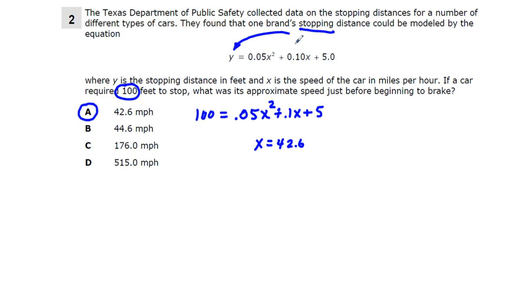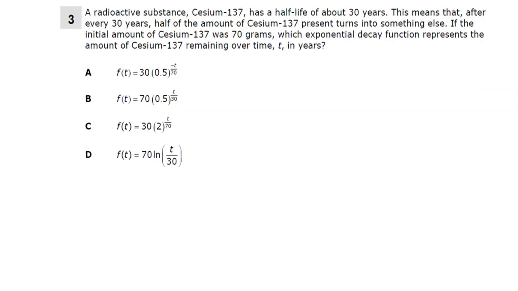One thing you've got to be careful about is don't put your 100 in for x. That would give you probably answer choice C or D. I don't know which. So just read carefully, put the right things in the right places in your equations, and you'll be okay.